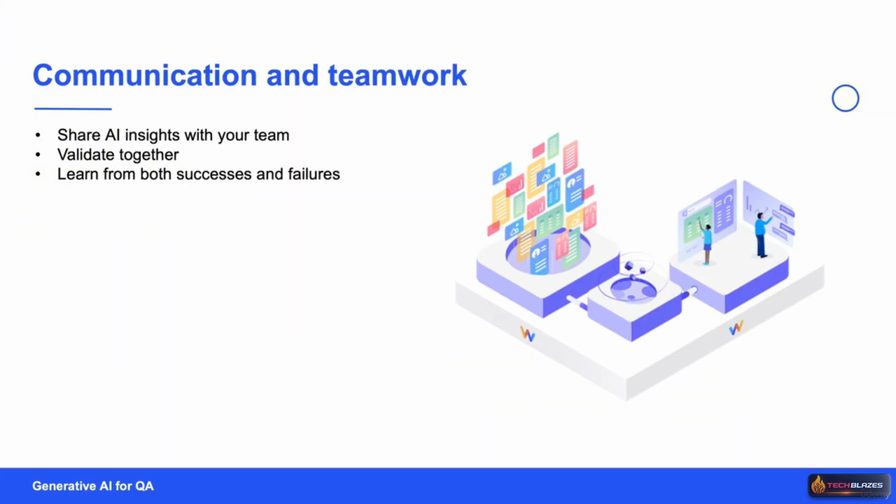Another great way to combine human and AI strengths is through teamwork. When you use AI in testing, don't do it in isolation. Share your prompts, results, and insights with the rest of your QA or dev team. Sometimes someone will spot an error or find a smarter way to ask a question. That's how you build real collaboration, not just between humans and AI, but also within the team.